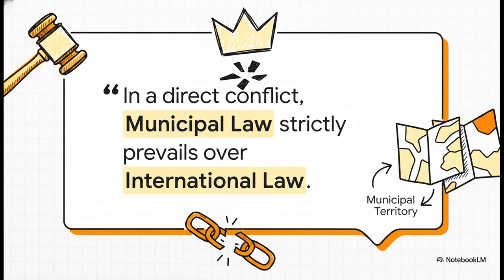And here is the crucial point and your ultimate legal takeaway. The Supreme Court laid down the rule that while national courts will deeply respect international law, in the event of an irreconcilable, direct conflict, municipal law will strictly prevail over international law. This case is the ultimate anchor for the dualist doctrine. It definitively verifies that domestic legislative text overrides international obligations within municipal territory.